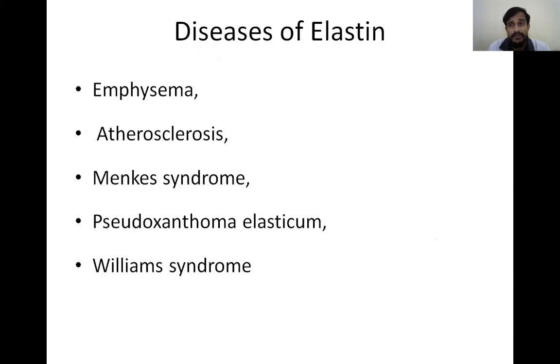Coming to diseases of elastin, the elastin is present in different parts of the body where the elasticity of the organ is required. That's why the diseases of elastin are seen in emphysema in the lungs, atherosclerosis in the blood vessels, and Menkes disease, pseudoxanthoma elasticum, and Williams disease. All these diseases are related to the defect in elastin, which is a structural protein and a component of the extracellular matrix. So these are also diseases of ECM.